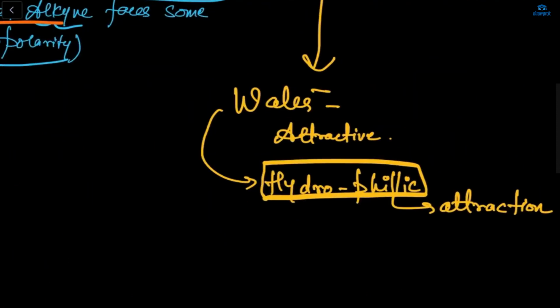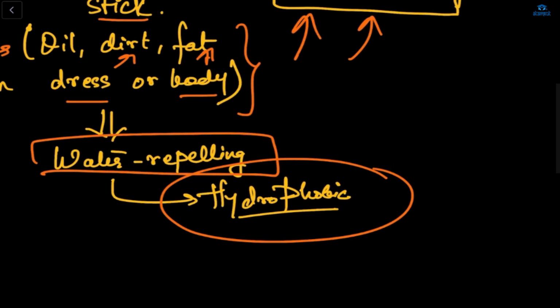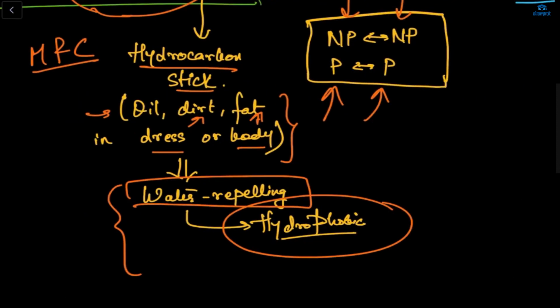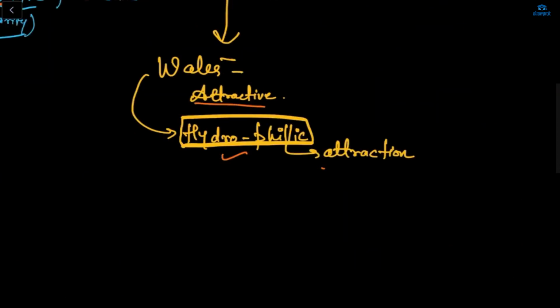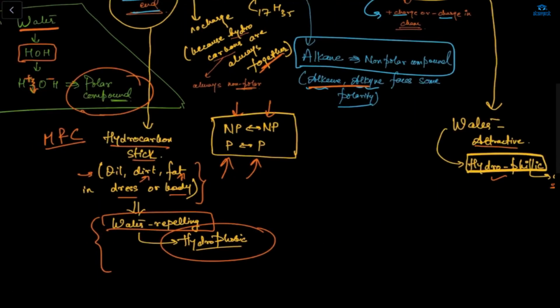Now, in the polar end, what will happen? Polar will attract polar, so it's water attracting. So it's hydrophilic. What is hydrophilic? Attraction of water. And what is hydrophobic? You must have heard the word hydrophobia. Any idea what hydrophobia is? Roshni, fear of what? Fear of water. So this is the same. For non-polar, it's a fear of water, but for polar, it's an attraction towards water. So remember, polar end is your hydrophilic, and non-polar end is your hydrophobic.